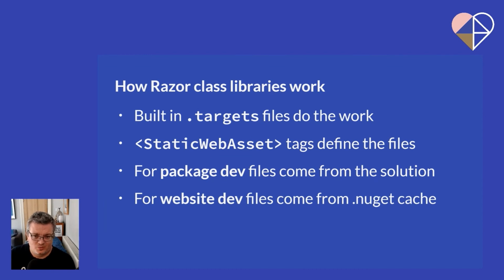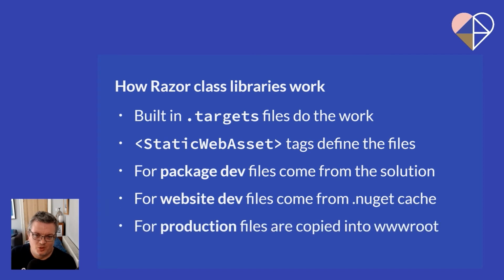If a web developer installs your package and is running it locally, your package files come from their NuGet cache. They don't appear in the website. They are injected, as it were, using a file provider. So they look like they're in the folder for the website, but they're not physically there. When someone does a .NET publish with a Razor class library, the files are physically copied into wwwroot. So if you looked at a site that had been produced with .NET publish, you'd see wwwroot/app-plugins/the name of your package, and the files would be there.